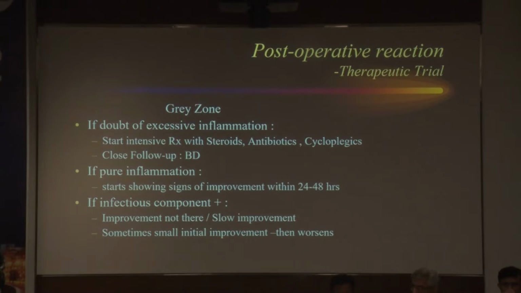Even with all this information, many times there are patients where we are not able to decide whether this is infection or inflammation. So in doubt of excessive inflammation, we start intensive therapy with steroids and antibiotics. For antibiotics you have to choose gram negative and gram positive coverage. So we start with moxifloxacin with concentrated tobramycin. Nowadays we are starting with vancomycin drops. With cycloplegics, usually atropine with tropicamide is preferred. Homide does not dilate the pupil.